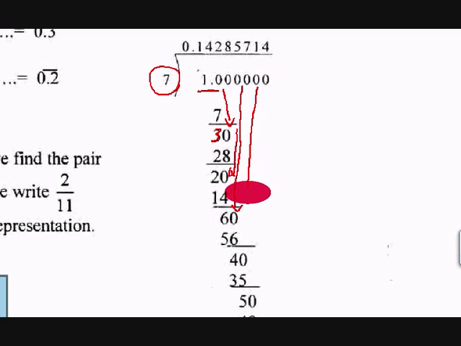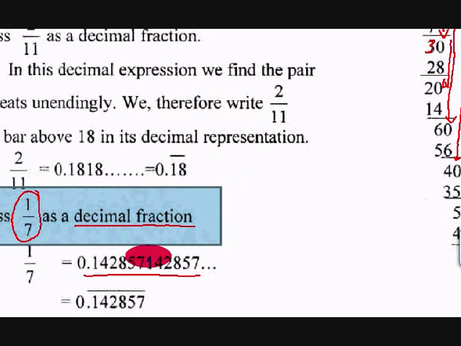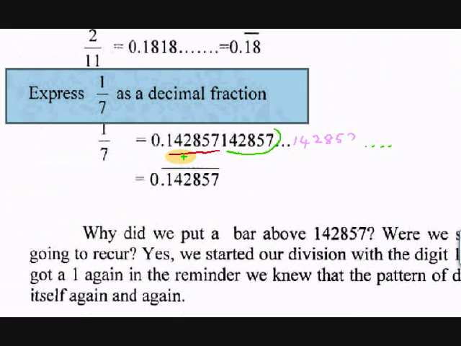We can add any number of zeros, but the set of 6 numbers repeats here. You see this one? After the 6 numbers, 1, 4, 2, 8, 5, 7, this goes on repeating. What will happen if we have one more set? It would be 1, 4, 2. All the 6 numbers repeat in this case of 1 by 7. When we put the bar over that, it means the entire set is repeating.